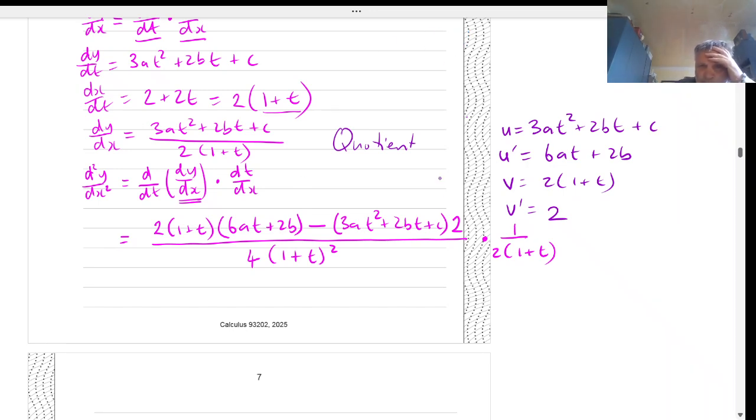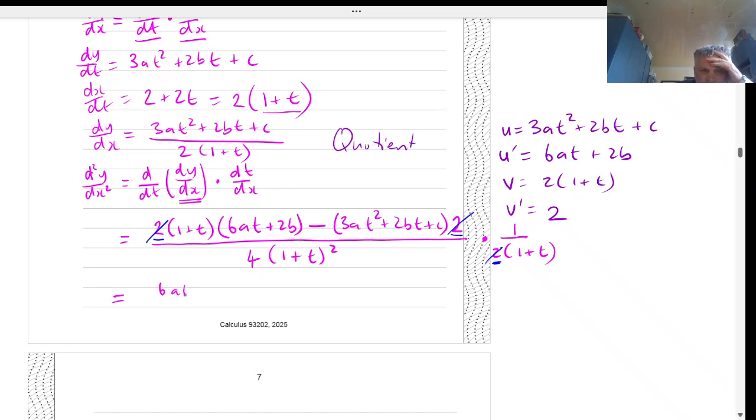Now I notice that there's a common factor of 2 in the two terms in the numerator, and there's a factor of 2 in the denominator. There's 1 over here as well, but we can cancel those 2's. Take the factor of 2 out and cancel, and that will make our next line of working just a little bit easier.